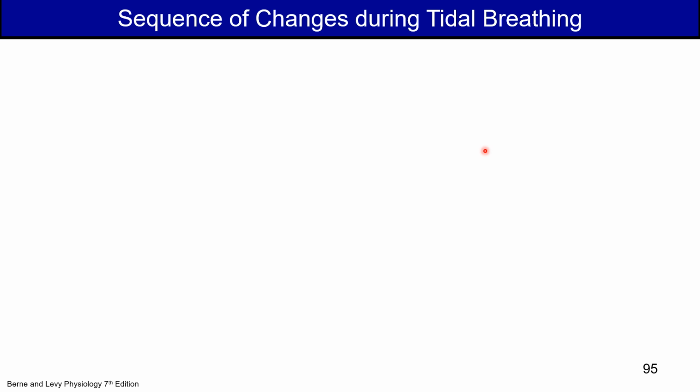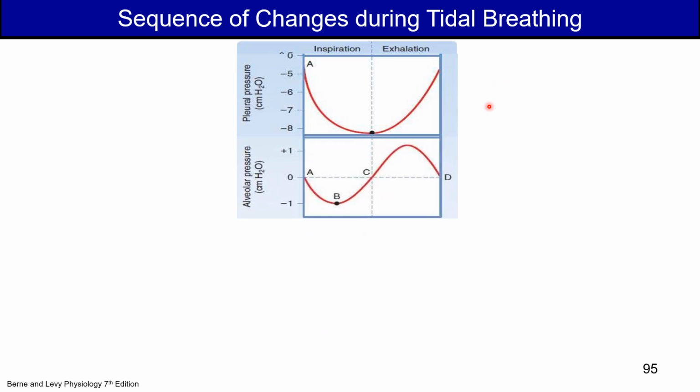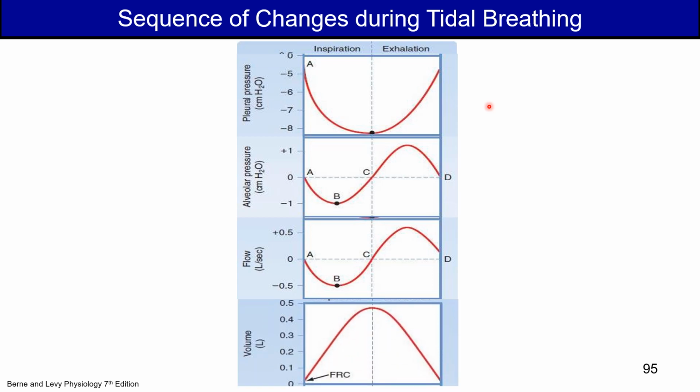Now, let us discuss the changes during tidal breathing. The first thing that's going to change is the pleural pressure, followed by the alveolar pressure. Then there will be flow of air. Then finally, there will be increase in lung volume.